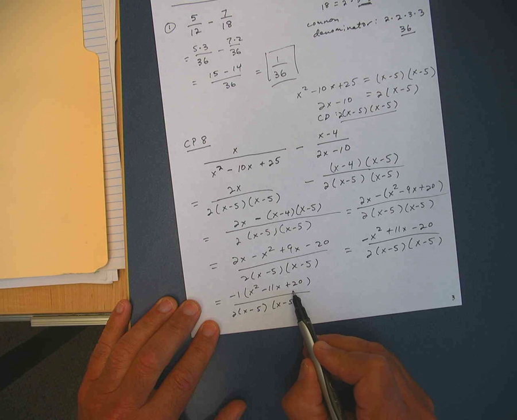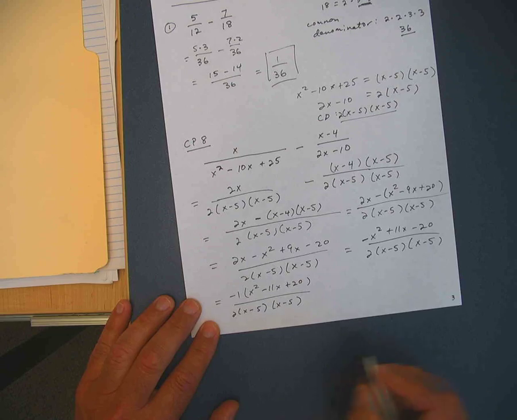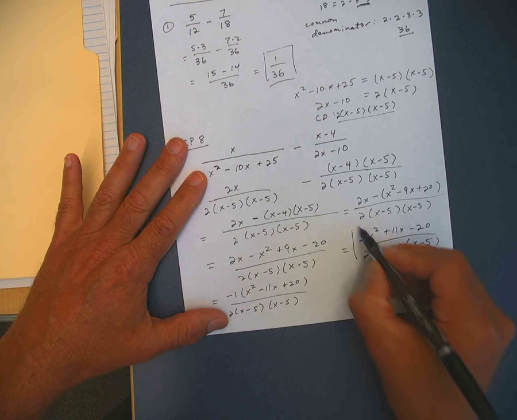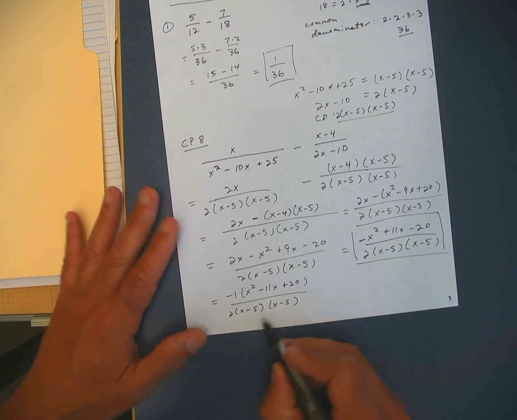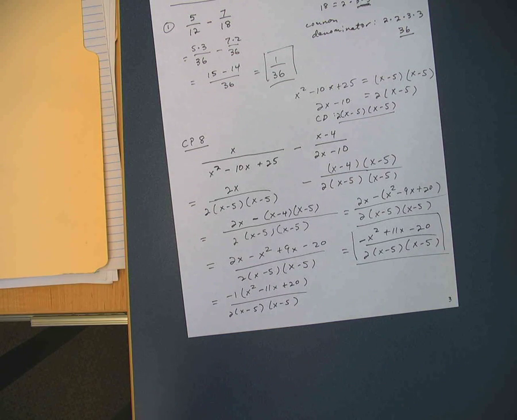How about, it doesn't look like it. 1 and 20 won't work. -1, -20 won't work. -2 and -10 won't work. -4 and -5 won't work. So it looks like we're done. We could write this as our answer. There's no point really in leaving it like this. I would probably leave it like that as my answer.